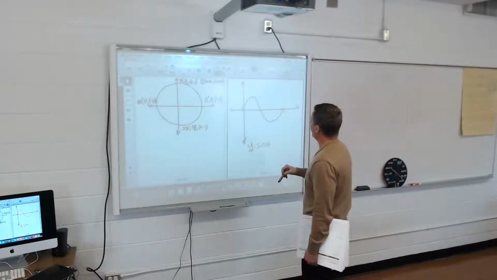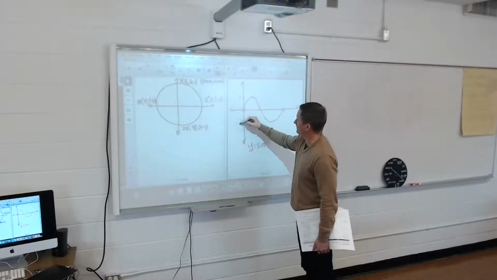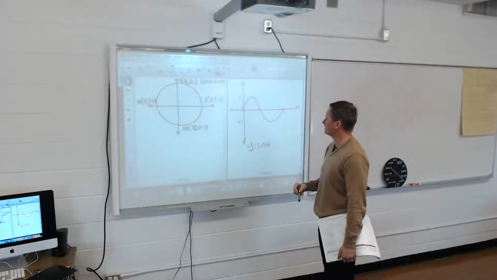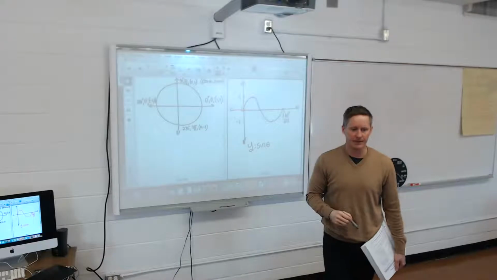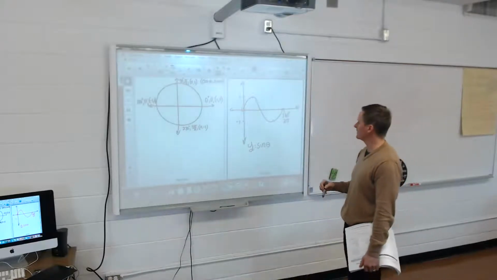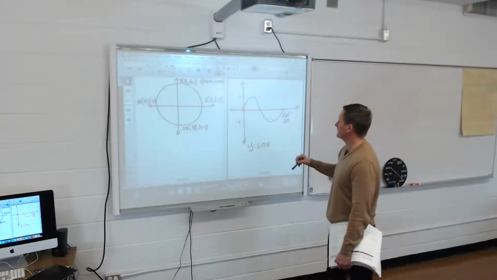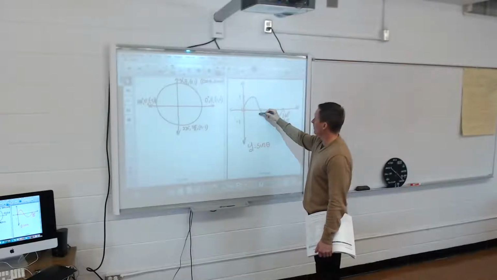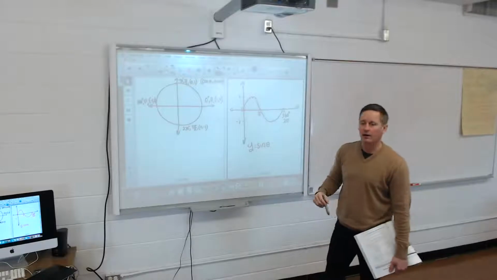And I have an amplitude. That's the distance from the midline or the equilibrium, which is 1 for this. My period is 360 degrees or 2 pi radians. So it repeats itself over 360 or 2 pi radians. I have a y-intercept that occurs here at 0. X-intercepts occur at all my pi values. So we'll talk about that a little bit more as we go along.